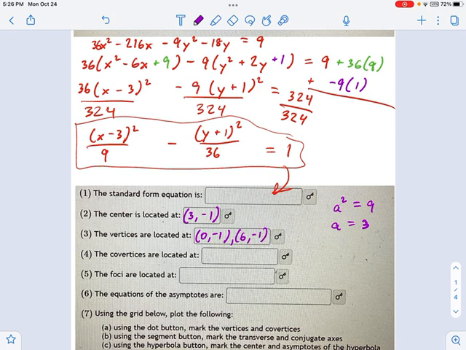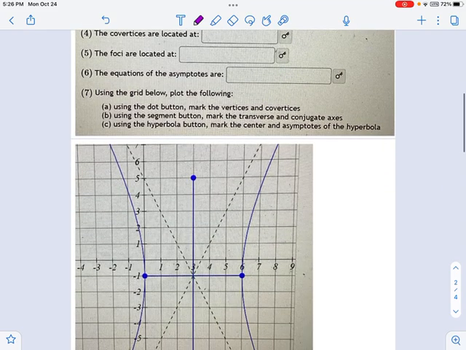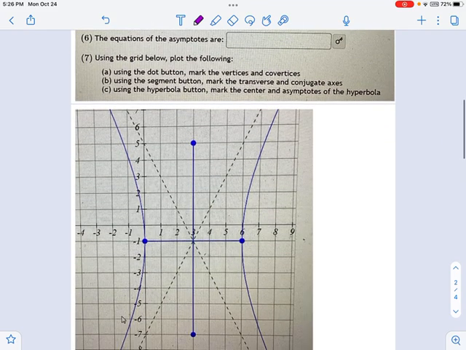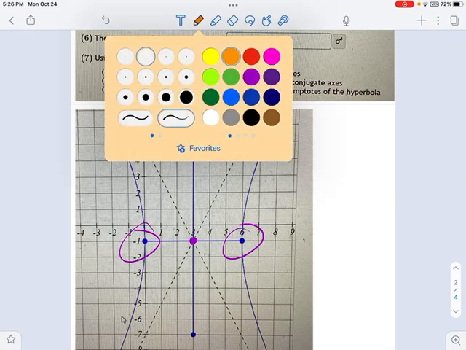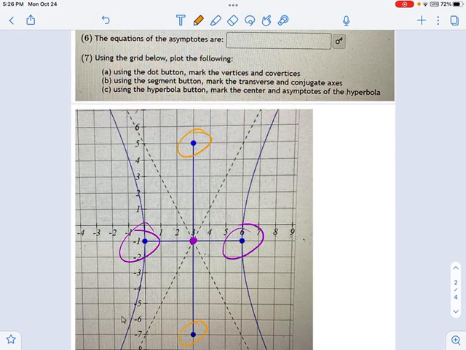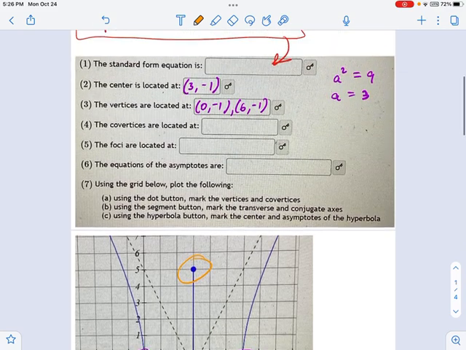The co-vertices are up and down. And the direction these go in always depends on the orientation of your hyperbola. See, this is my horizontal picture right here. I've got the center. I mentioned that earlier. The vertices are left and right. The co-vertices are going to be up and down because this is a horizontal hyperbola. That means co-vertices go up and down in this orientation.